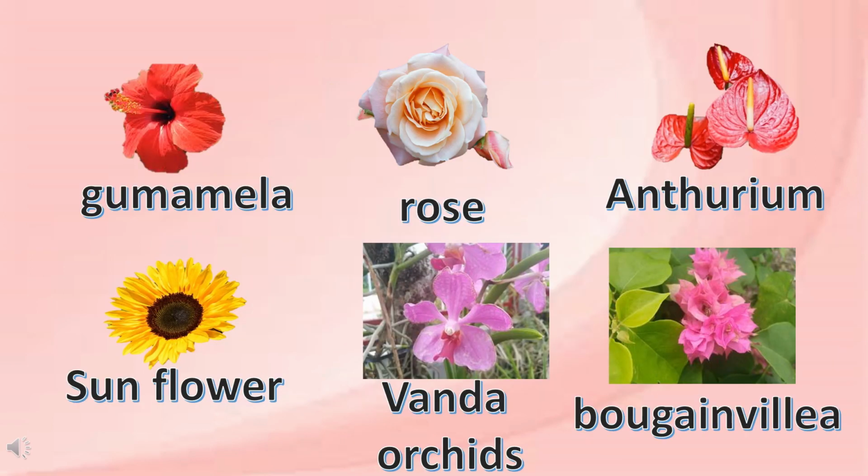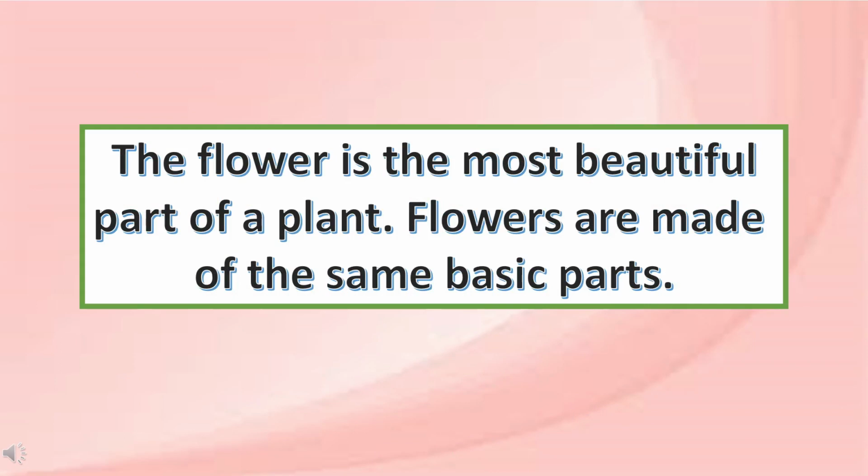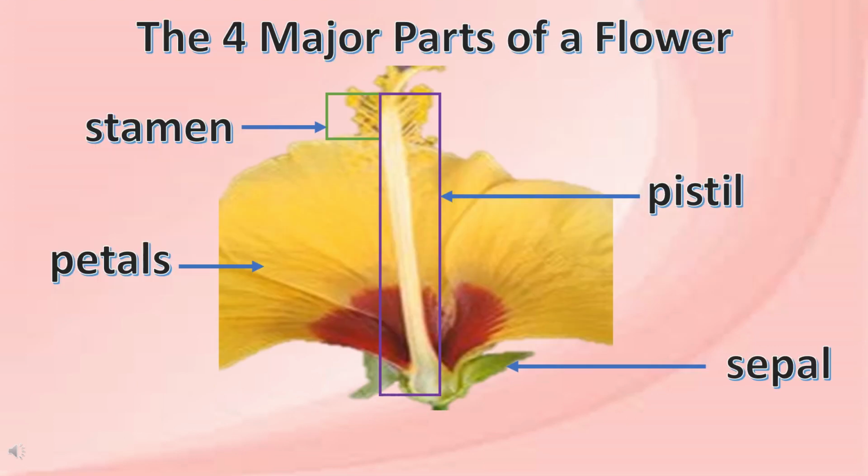Here are the different flowers: gomamela, rose, anthurium, sunflower, vanda orchids, and bougainvillea. The flower is the most beautiful part of a plant. Flowers are made of the same basic parts. The four major parts of a flower: stamen, petals, pistil, and sepal.